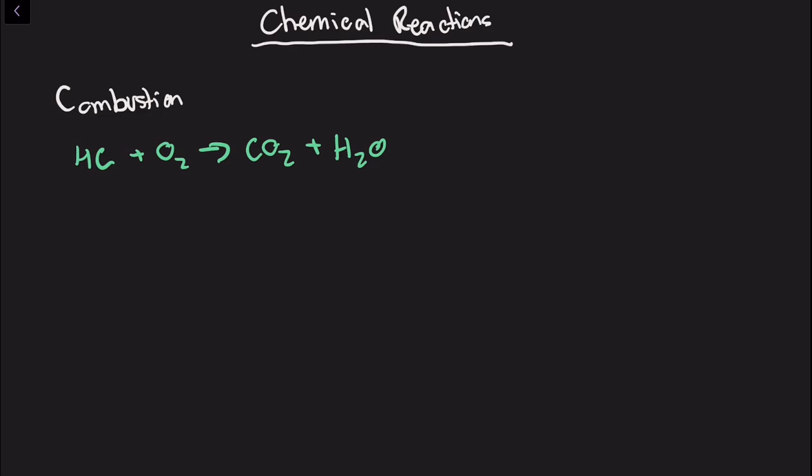So if we look at a small hydrocarbon, let's say methane. Methane is CH4. If we react this with oxygen, we get CO2 plus H2O. Again, you'll see hydrocarbons reacting with oxygen, and your products are going to be carbon dioxide and water. These are the key aspects of a combustion reaction.